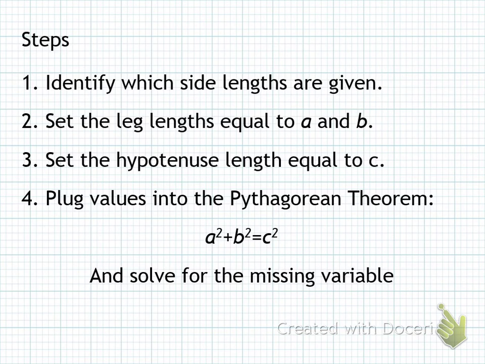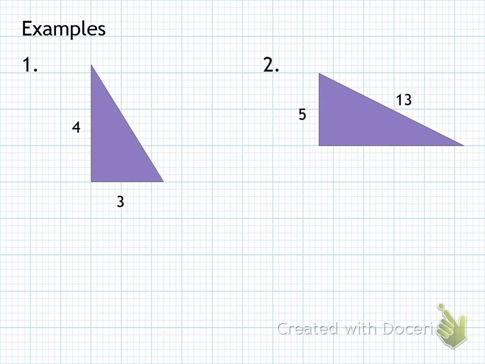Here are the steps. If you were not in class today, go ahead and pause here, write these down. Basically, you're just going to label the side lengths appropriately, depending on if they're a leg or the hypotenuse, and then you'll plug the values into the Pythagorean theorem and solve for what's missing. Okay, so here's some examples on number 1. They're both right triangles, but here's the right angle for number 1.